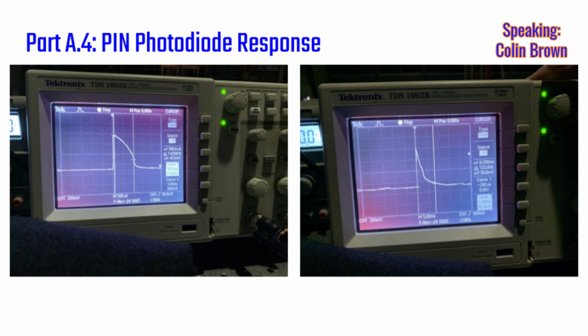In Part A4, we measured the temporal characteristics of a PIN photodiode. To do this, we placed it under the black cloth with a strobe source and flashed it. We then observed the response on the oscilloscope. The reading on the left is with a parallel resistor, and the right is with no resistor. We found a pulse width of 0.98 milliseconds with the resistor and 8.2 milliseconds without.